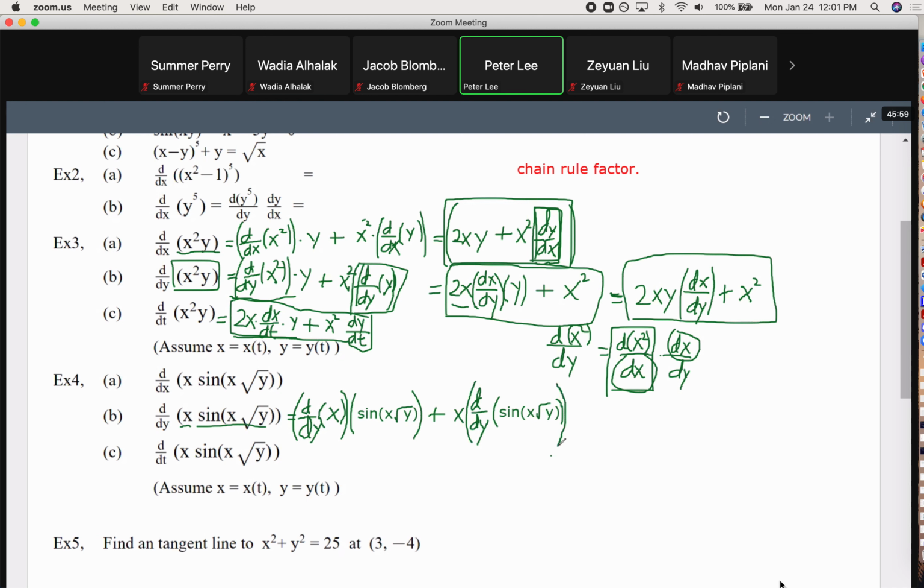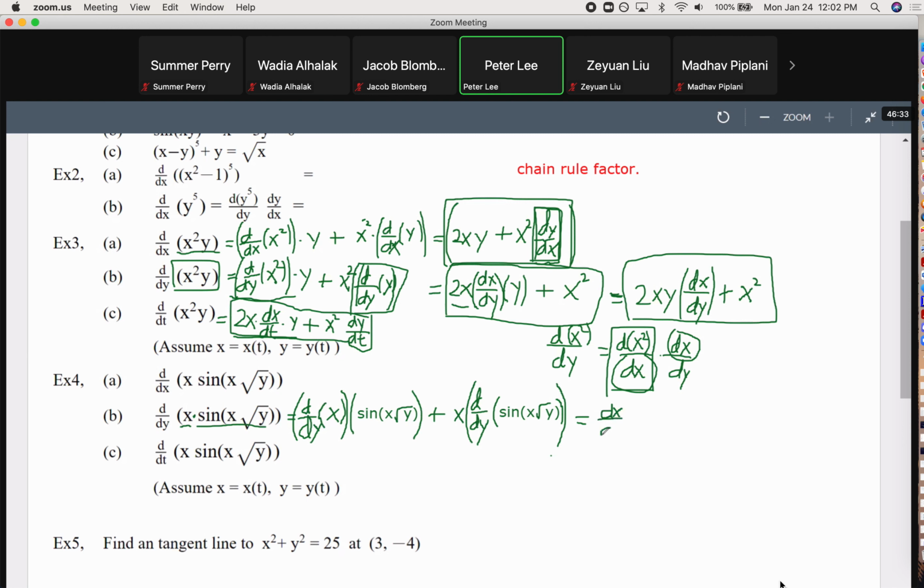Does everyone understand the first step? The first step is to look at the argument of the derivative. The function is a product, so the leading rule is the product rule. First, we start with the product rule: f prime g plus f g prime. That's what that is. So now, what is the derivative of x with respect to y? Well, x is not specified in terms of y, so there's nothing we can do. So we just write what it is. We just write dx/dy.